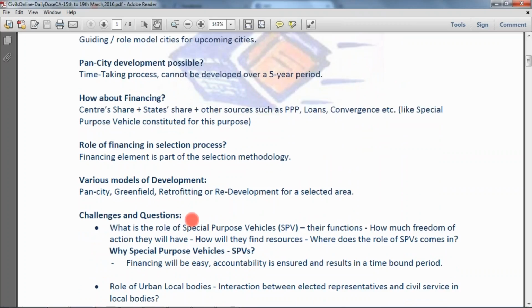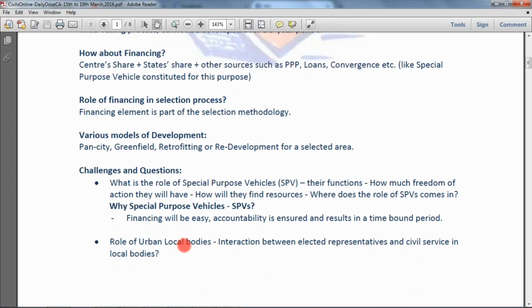So what are the challenges and questions regarding this mission? There are certain questions and challenges which have to be answered and addressed. What is the role of the special purpose vehicles that are created? What are their functions, how much freedom of action will they have, how will they find resources, and where does their role come in? These special purpose vehicles are constituted particularly for this mission in those cities. So why special purpose vehicles? Financing will be easy, accountability is ensured, and results come in a time-bound manner. For this ease of doing things, the government has constituted special purpose vehicles.